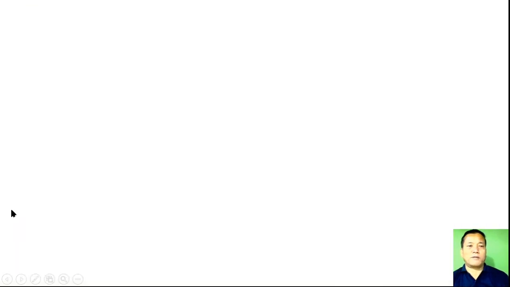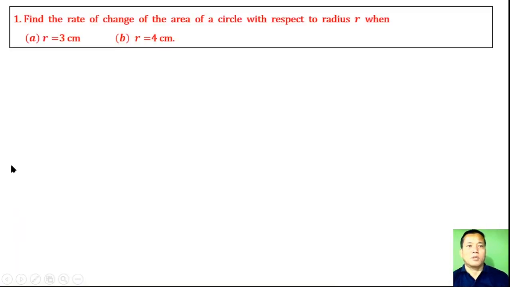Exercise 6.1. Ahanbu wahang, find the rate of change of the area of a circle with respect to radius r when r is 3 cm, when r is 4 cm. Find the rate of change of the area of a circle with respect to the radius r when radius is 3 cm and radius is 4 cm respectively.